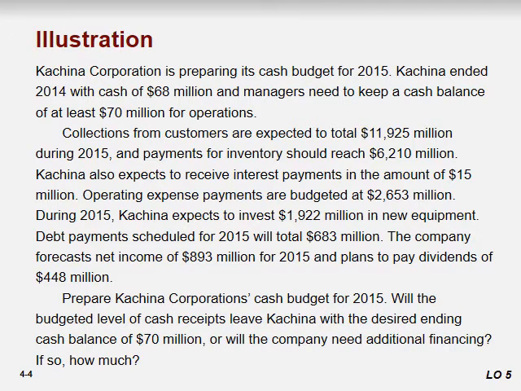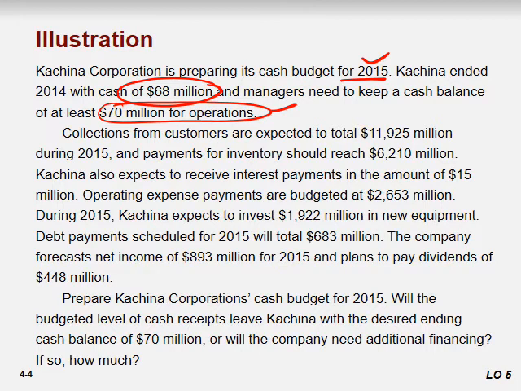Okay, we have Kachina Corporation preparing a cash budget for 2015. Kachina ended 2014 with cash of 68 million. It means the opening balance for 2015 is 68 million. And managers must keep the balance at least 70 million for its operation. So at the end of the year, the manager must maintain $70 million cash to meet the operations.